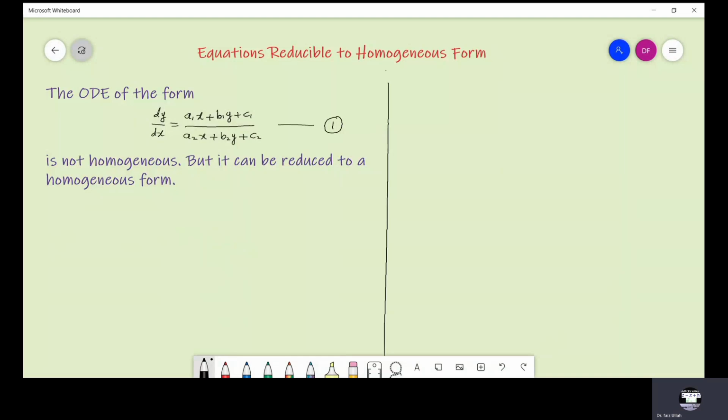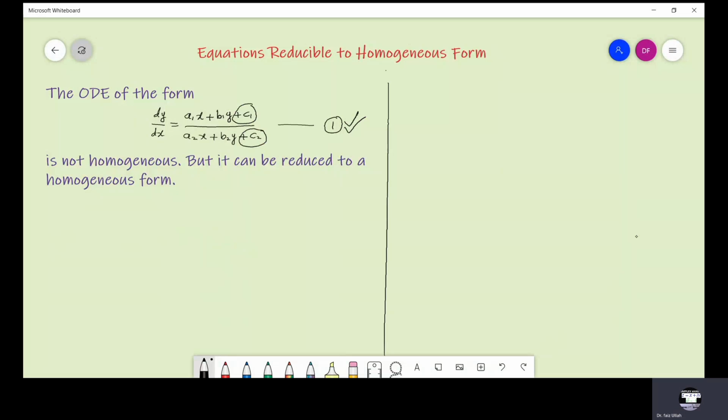There are some particular types of ordinary differential equations which are not homogeneous, but they can be reduced to the homogeneous form. These equations have the form of equation 1. By equation 1, we mean in this equation, there is a constant C1 in the numerator and C2 in the denominator. If we don't have these two constants, the remaining is a homogeneous ordinary differential equation.